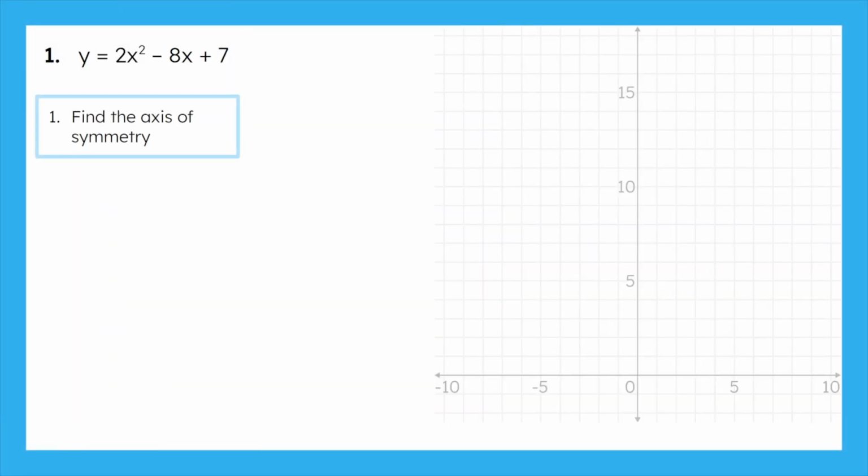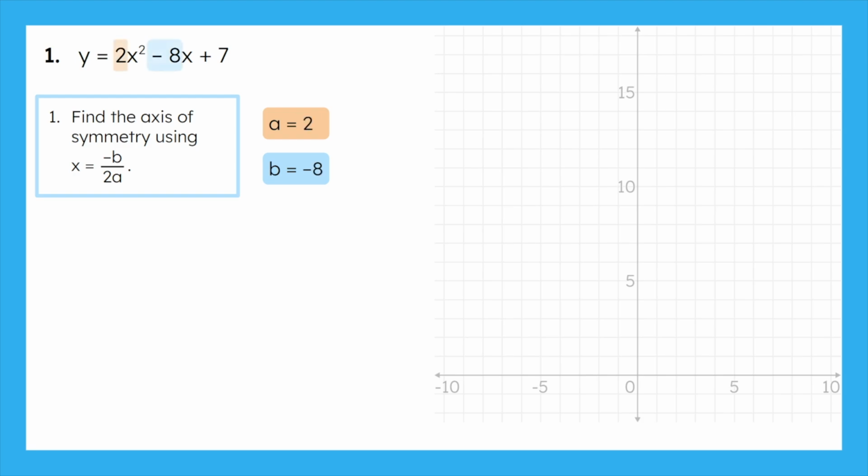There's a helpful formula that we can use to do this, and if you're curious about where it comes from, you can check out the extension activity in the materials for this lesson. Anyway, that formula is x equals negative b over 2a, with a and b coming from the standard form equation. What are the a and b values of this equation? You got it, a is 2 and b is negative 8. We can't forget to include the sign in front of the b term.